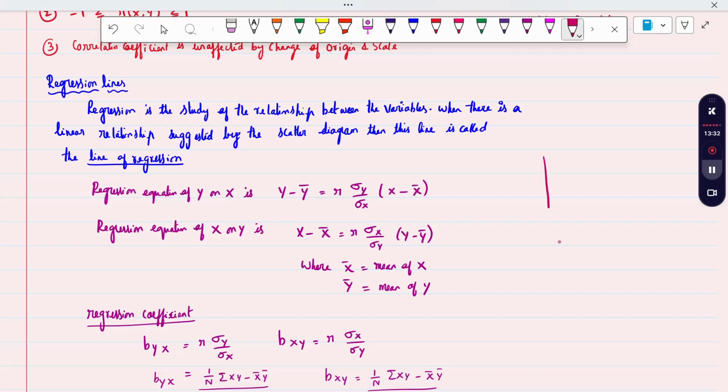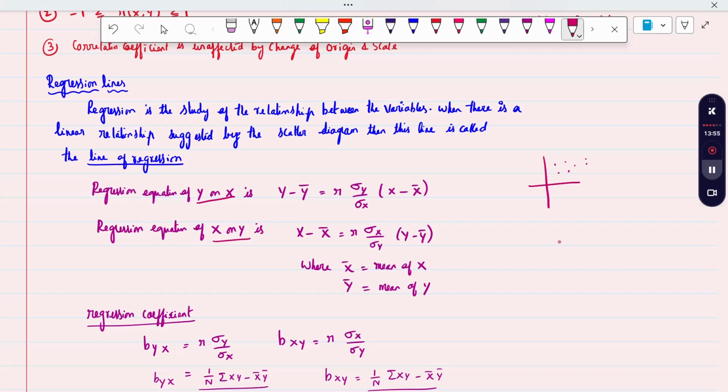For example, some diagram you have. Scatter line means some dots. So this is called a scatter line. When I join this line, it is called the line of regression. We have two types in this: Y on X is my first equation, X on Y is my second equation. Regression equation Y on X, and regression equation X on Y.